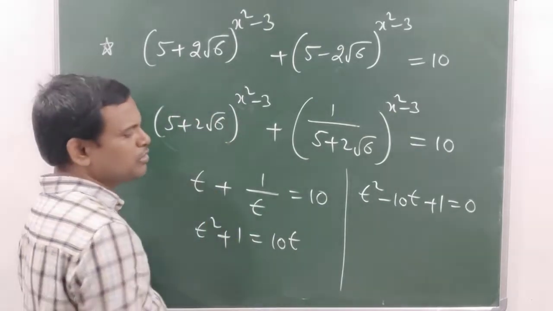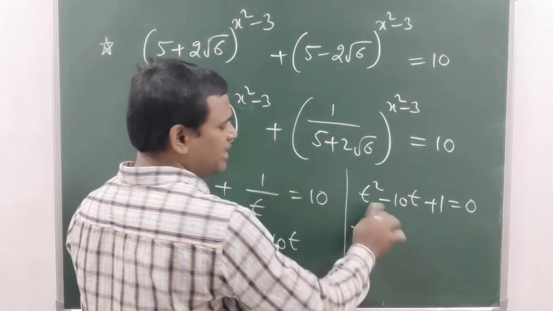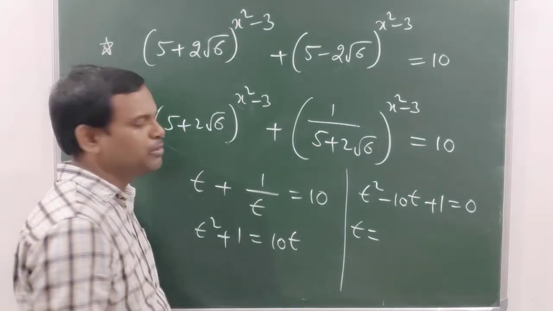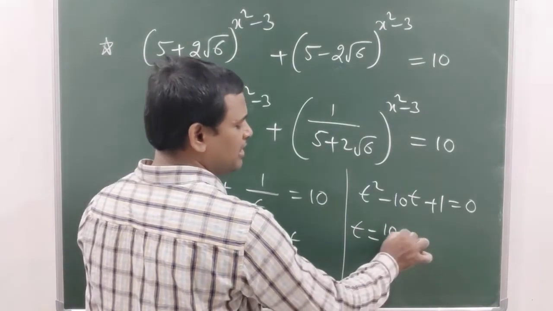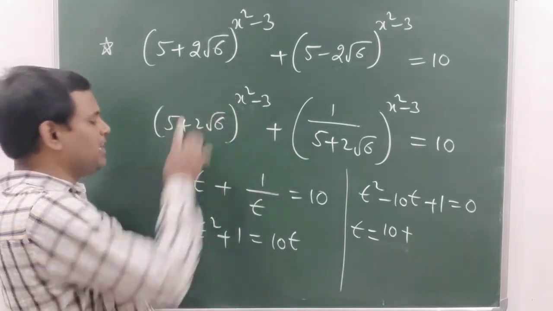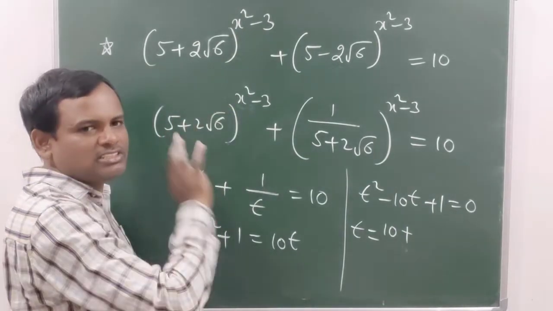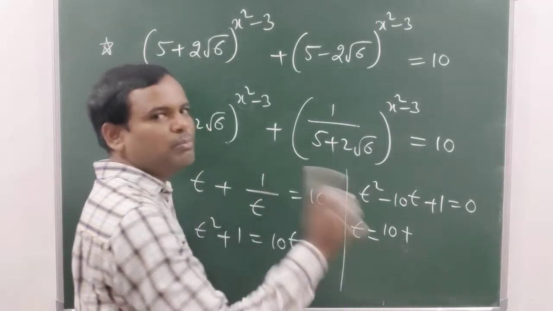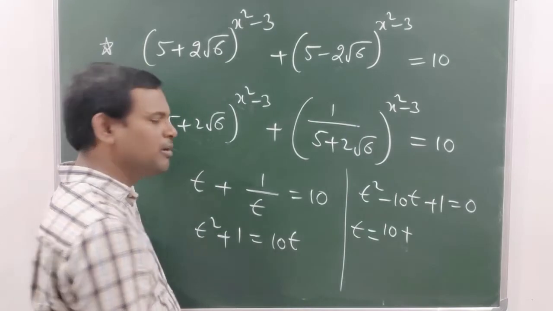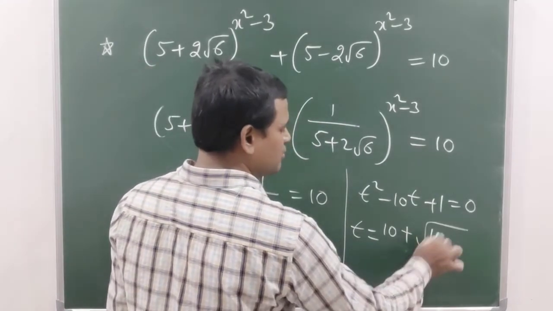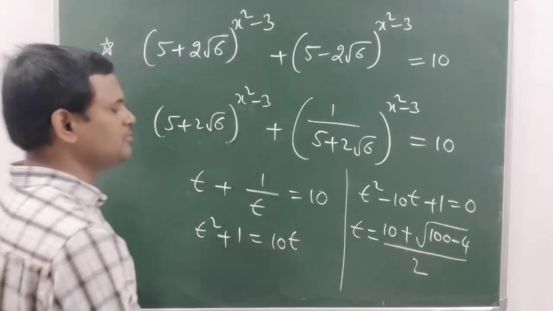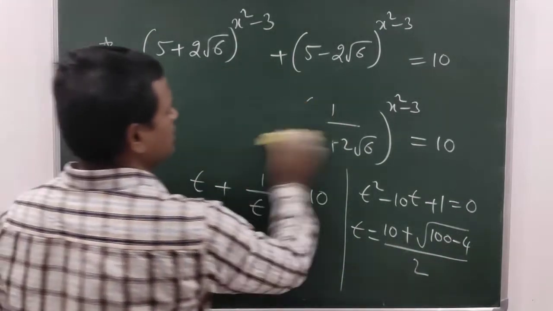So see here, I am applying the Sridharacharya formula: −b ± √(b² − 4ac) by 2a. If you apply that formula, here 10 plus or minus, but here I take only plus because this one we have taken as t, and it is always positive. So I am writing only plus, but in the formula we have plus or minus. Square root of b² means 100, minus 4ac, which is 4, by 2a. Okay? Right. Now simplify that.